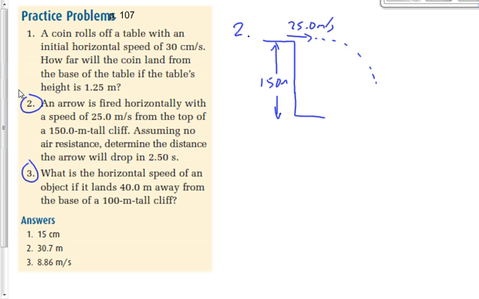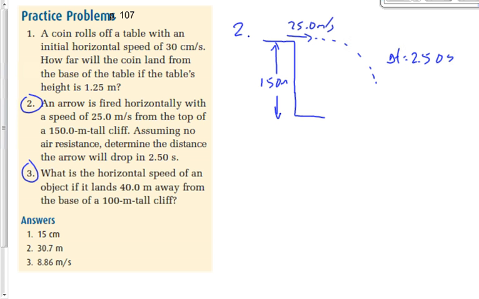Now, listen very carefully here. It says, how far does it fall in 2.5 seconds? They're telling us that we're looking for the vertical displacement. Don't we already have it? Aren't we already given the vertical displacement here, 150 meters? Right. The 150 meters here is irrelevant.